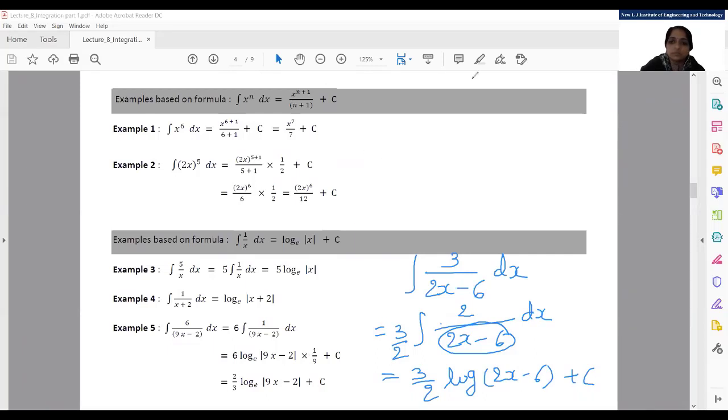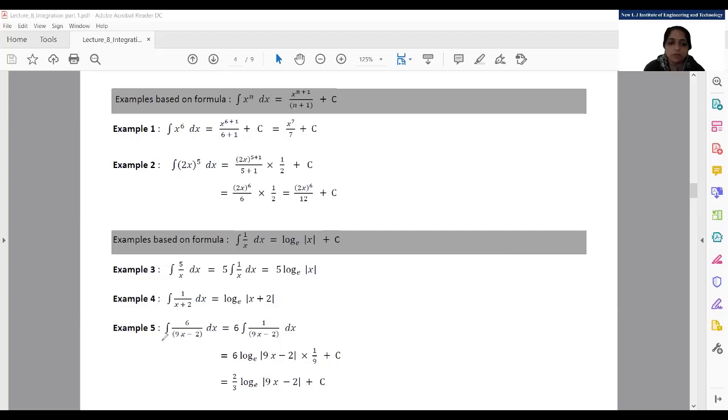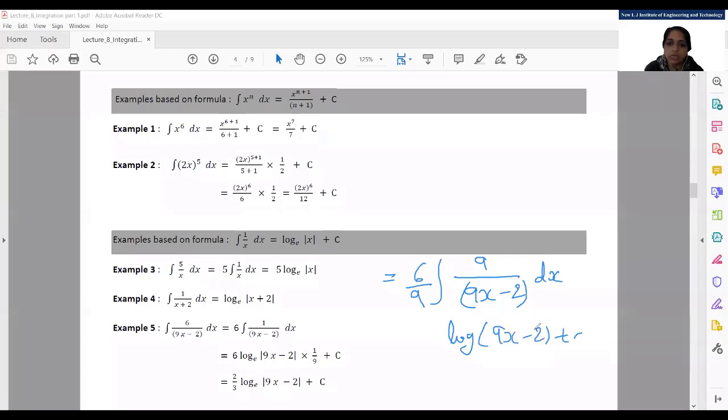So in the same way, for example number 5, my integral is 6 upon 9x minus 2. If I keep 6 out of the integral, it is integration of 1 upon 9x minus 2. What is the derivative of my denominator? The derivative of my denominator is 9. So if I multiply and divide by 9, then the derivative of the denominator is in the numerator. So I keep log of 9x minus 2 plus c, and the simplification gives 2 by 3. So this is my answer.